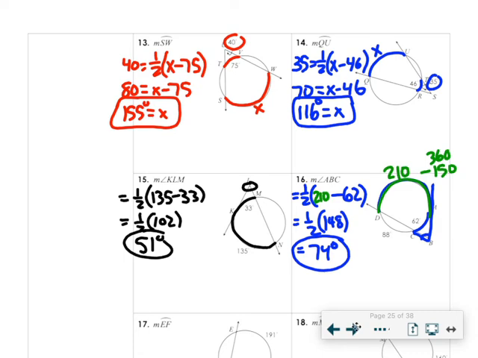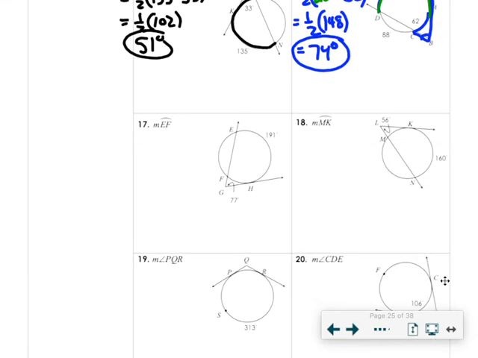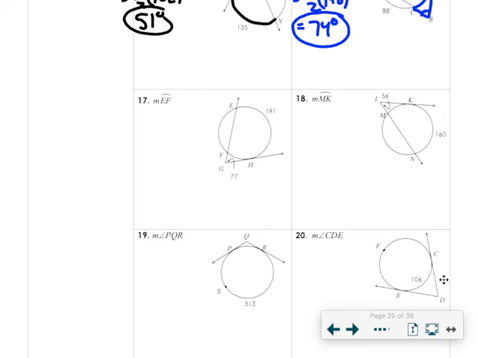And like I said, little ways that they can make these a little more challenging. Okay, EF, that's the arc that they want this time, which is right here. Okay, so if I can figure out this piece, then I know that the green and the red and the blue need to make 360. So let's just focus on finding the red first.